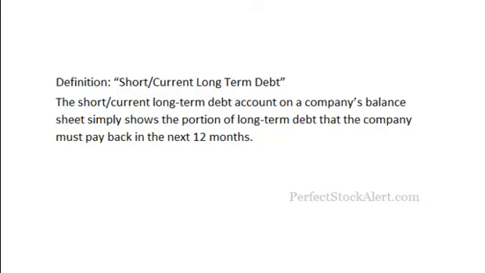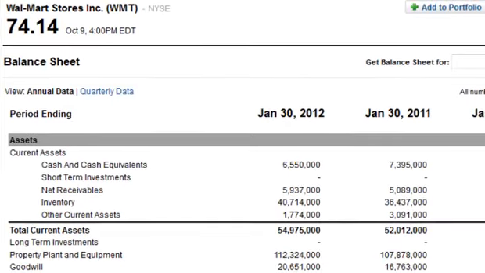The short, current, long-term debt account on a company's balance sheet simply shows the portion of long-term debt that the company must pay back within the next 12 months. The short, current, long-term debt will be found on a company's balance sheet. For this example, we're looking at Walmart Stores Incorporated, the balance sheet.